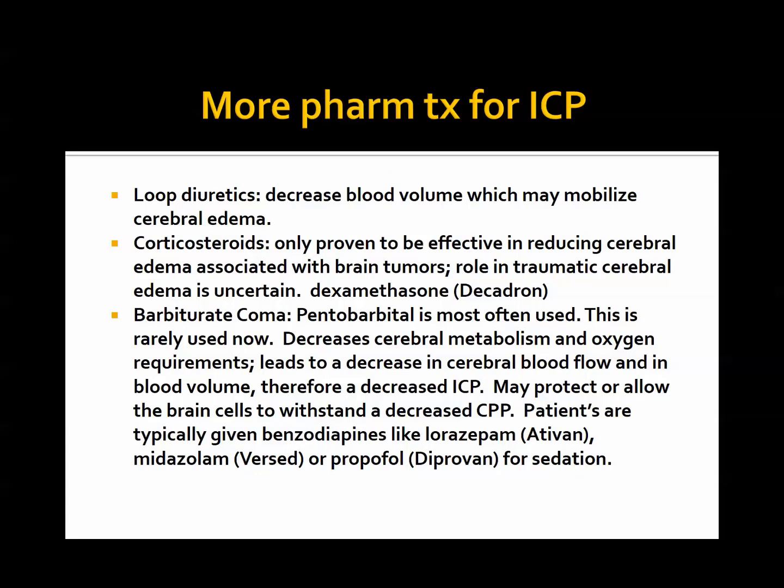Pentobarbital is the most often used. It's really rarely used now. Putting someone in a barbiturate coma, I just haven't seen it in, I don't know, over a decade. But basically what the pentobarbital did was decrease the cerebral metabolism and the oxygen requirements to the brain. So that would basically decrease the ICP and allow the patient's brain cells to withstand a decreased cerebral perfusion pressure for a while.